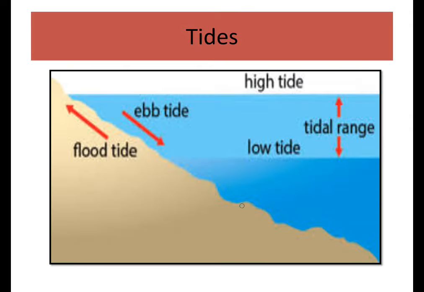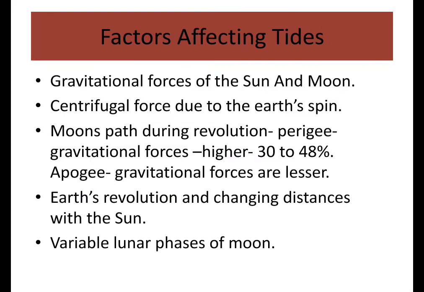Here we can see the flood tide, which is moving towards the coast because the water level is increasing, which is also known as high tide. Whereas in the ebb tide, the water is moving towards the sea and the water level is decreasing, and this is called low tide. The difference between this high tide and low tide is known as tidal range.